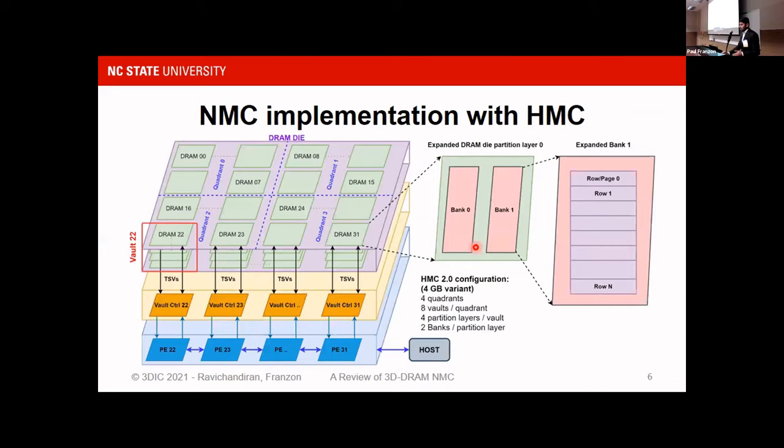Here's a small depiction of NMC implemented with the hybrid memory cube. Over here, you could see the memory dies stacked on top of a vault controller, which is basically a logic base. It is then closely coupled with processing engine elements in order to compute the basic MAC operation, or some of the specialized computation required for your workload.